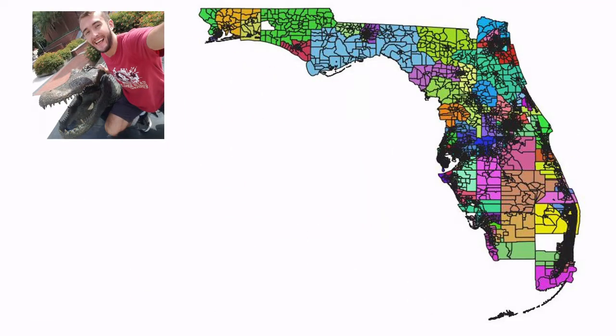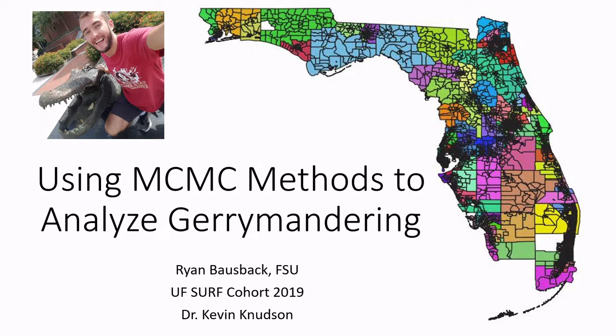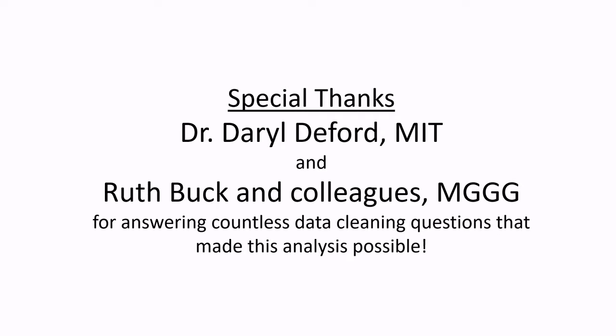My name is Brian Bausback, an undergraduate student at FSU, currently working in the University of Florida SURF Cohort 2019 under Dr. Kevin Knudsen, the head of the math department. For my undergraduate research project this summer, I looked at gerrymandering in the Florida House of Representatives using Markov chain Monte Carlo methods. But before we get into it, I'd just like to give a quick shout out to Dr. Daryl DeFord at MIT and Ruth Buck at MGGG for all their support and help in this project.